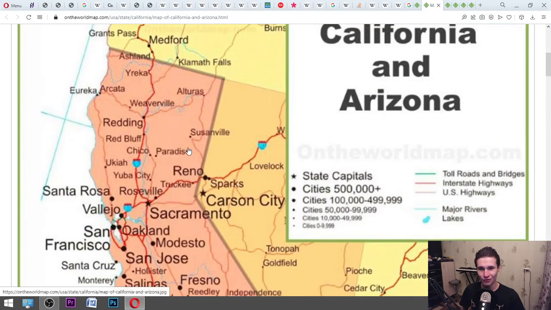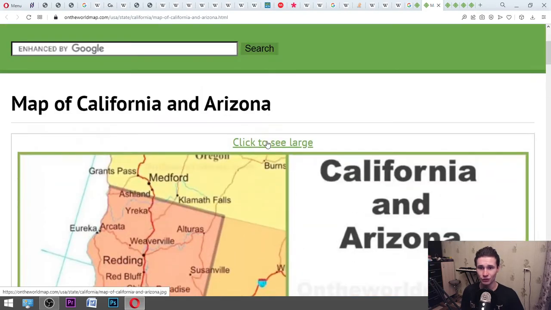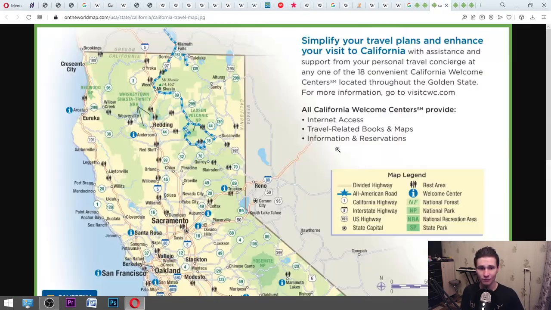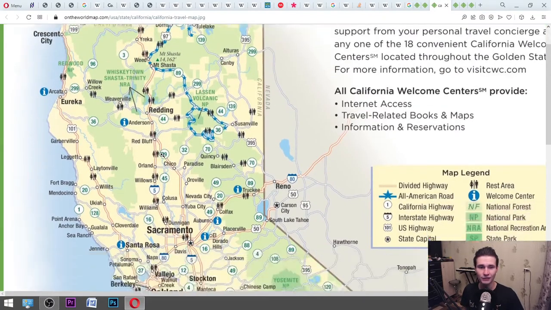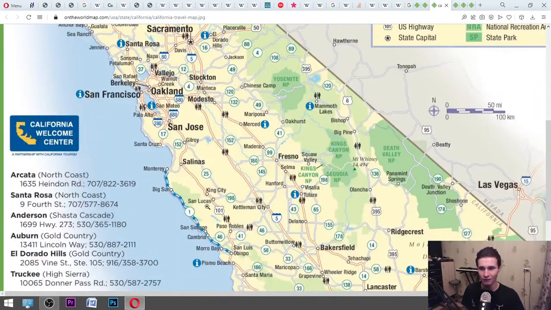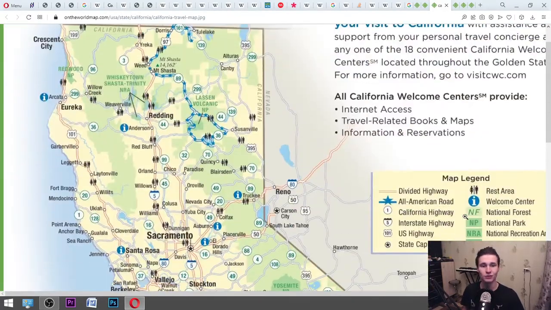Next, go to the map of California and Arizona, we watched it already. Next, it is a travel map, what do we have? We have rest areas, toilets, wow, really, I didn't know that you have kind of toilet mapping. And maybe in our country we have it too, because when traveling you need to go somewhere.